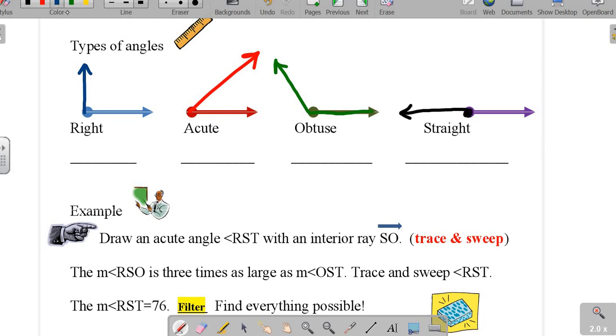So a right angle is exactly 90, and if I ask you to draw a right angle, you must have that box there. An acute angle. Make my voice small like that. Acute, meaning it's a cute little angle. It's less than 90 degrees.